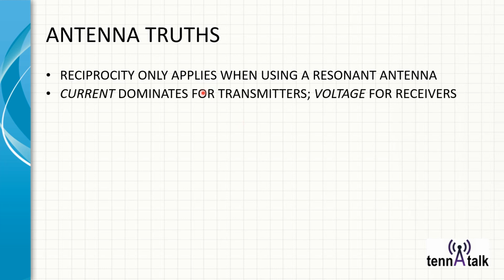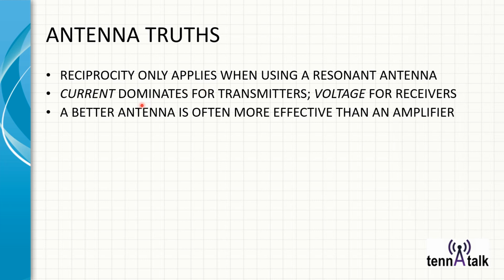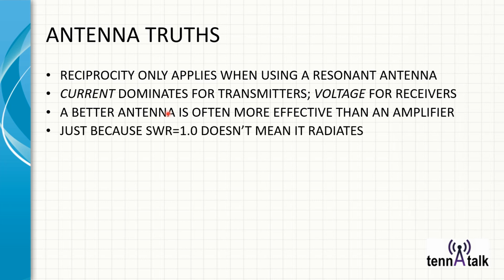Current dominates transmitters, voltage dominates receivers. It's the voltage per meter that's captured by a receiver, and it's the current, as we said before, that dominates where our electromagnetic waves are mostly being generated on our antenna. A better antenna is often more effective than an amplifier. We've already seen that. Just because the SWR is 1.0 doesn't mean it radiates.